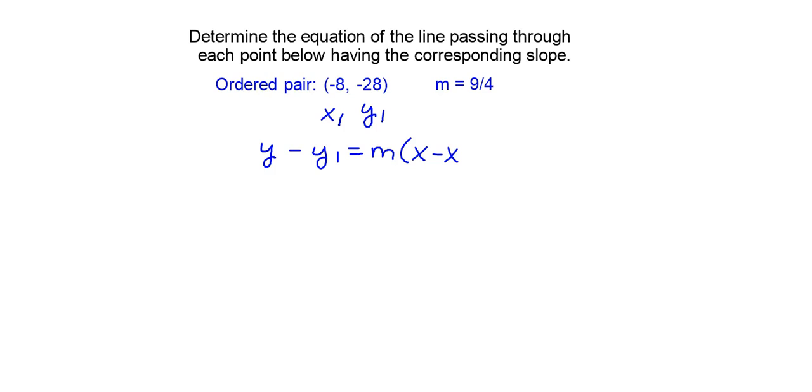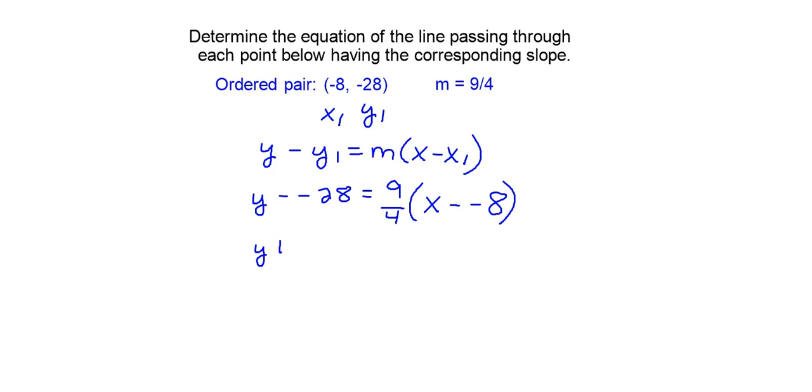So I'm just going to substitute these numbers into this equation so that I have y minus -28 is equal to 9/4 times x minus -8. Now I need to simplify this and get rid of my double negatives. So I'm going to have y plus 28 equal to 9/4 times x plus 8. And now I can distribute my 9/4.